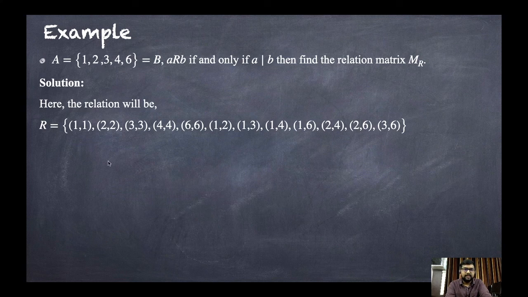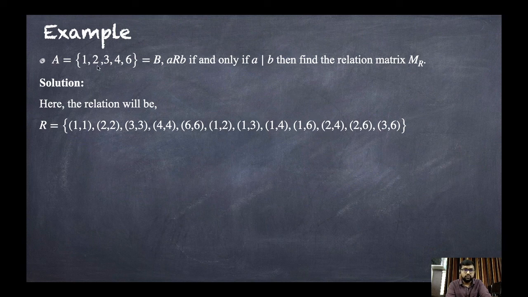So 5 entries will be obvious: (1,1), (2,2), (3,3), (4,4), (6,6). Now just take 1. 1 divides 2, so (1,2). 1 divides 3, so (1,3). 1 divides 4, so (1,4). And 1 divides 6, so (1,6). So up to this we have done.